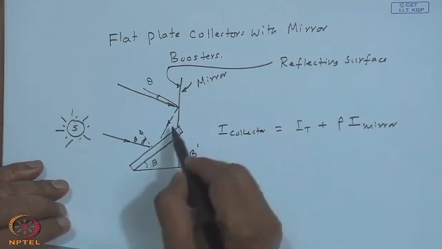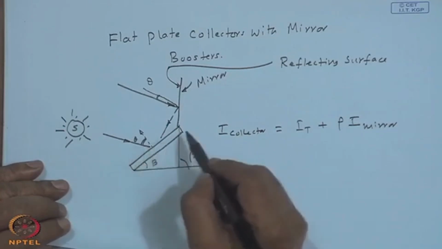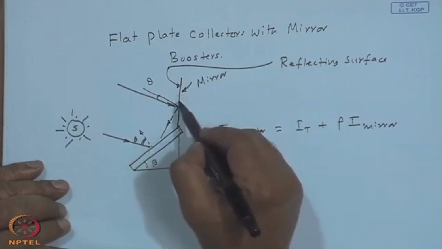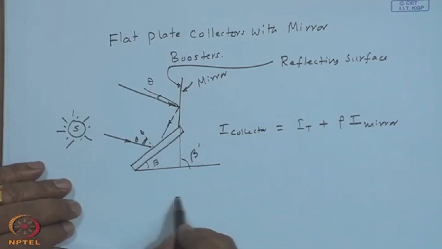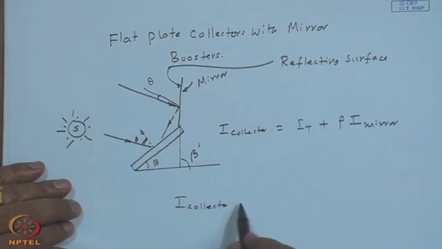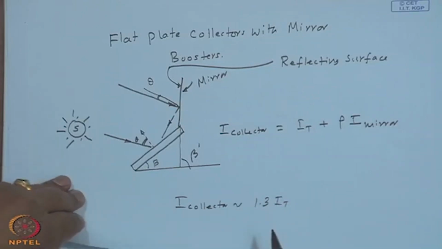So, the point is, without absorber, without other paraphernalia, this may improve I collector now may turn out to be 1.3 times IT. So, you have a 30% higher incident radiation with only one mirror, but if the cost is less than, let us say, the 30% of the solar collector cost, the mirror is worth it.